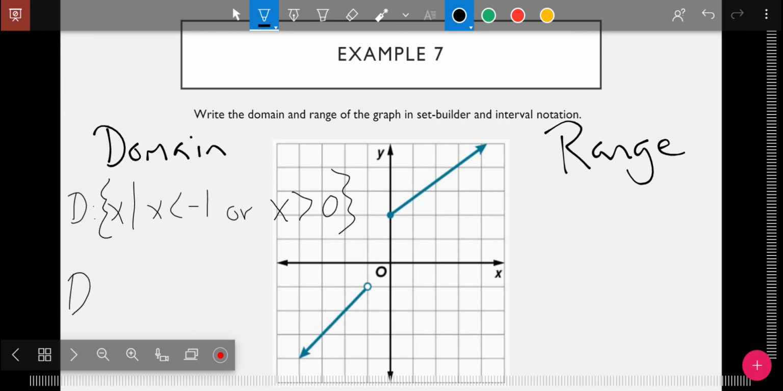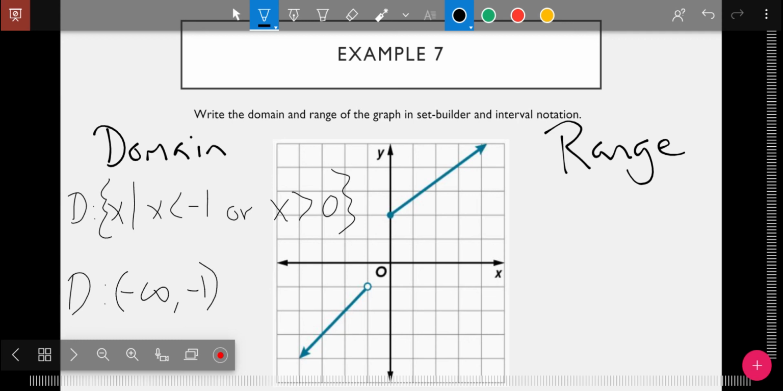Interval notation. All right, let's just break it into parts. Looking at this one, it's negative infinity all the way to negative 1. Now, infinities always get the round one. Negative 1 not included, round one.